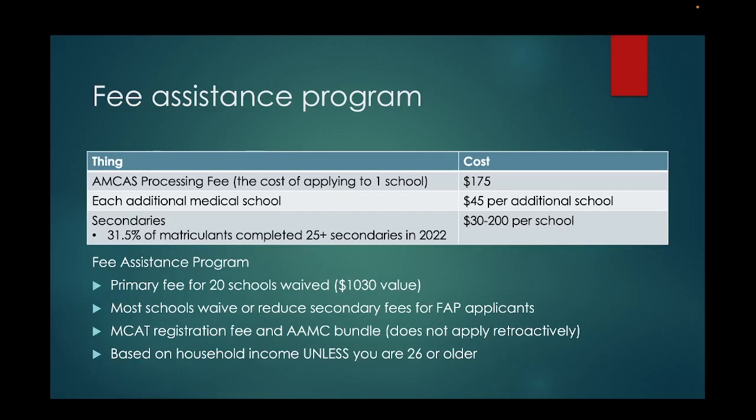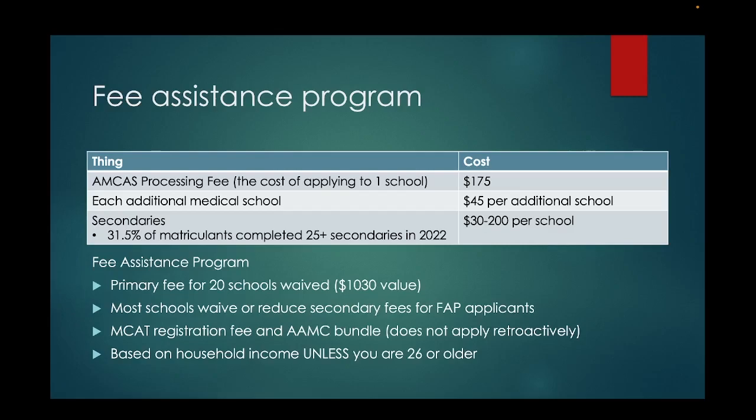However, the fee assistance program waives the processing fee and the cost of applying for an additional 19 schools. So you apply to 20 schools for free in total and pay an additional $45 for each school after that. And then most schools will either waive or significantly reduce the cost of secondaries for fee assistance program qualifying applicants. If you haven't taken the MCAT yet, the registration fee gets reduced from $330 to $135. The AAMC bundle and MSAR are also free for fee assistance program applicants.